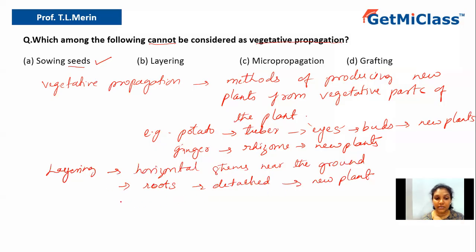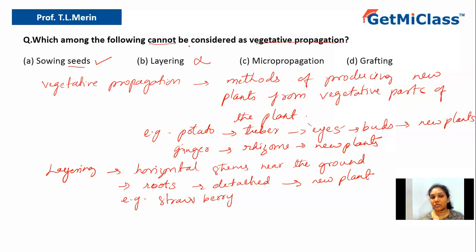You can see this in the case of, for example, strawberry. Strawberries are produced by the layering method. Hence, it is a type of vegetative propagation. So this can be considered as vegetative propagation, but this is not our answer because they're asking which cannot be considered. So let us move on to C. C is micropropagation. What is micropropagation? Again, it is a type of vegetative propagation which is done in vitro, that is in the lab, where we take any tissue from the plant and it can be cultured in the medium, and from it we will get new plants. That is micropropagation.